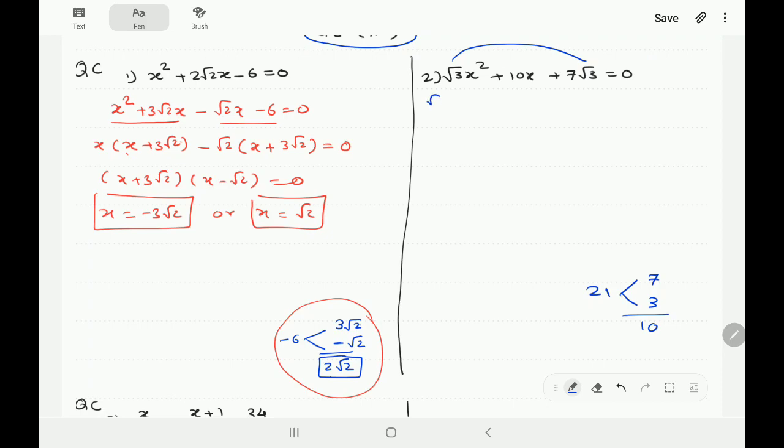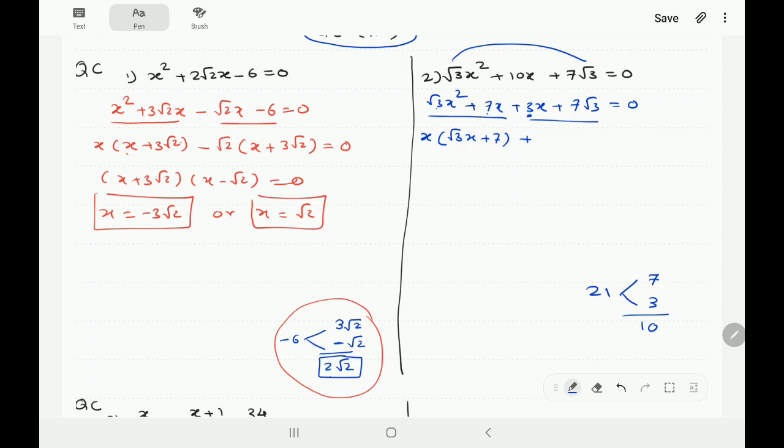So I have root 3x square plus 7x plus 3x plus 7 root 3 is equal to 0. I may take things common. Now here it is very clear, root 3 is here and there is no 3 in 7. Only x can be taken common, right? If I take x common, I am left with root 3x plus 7, plus, here root 3 I require. Here there should be root 3.